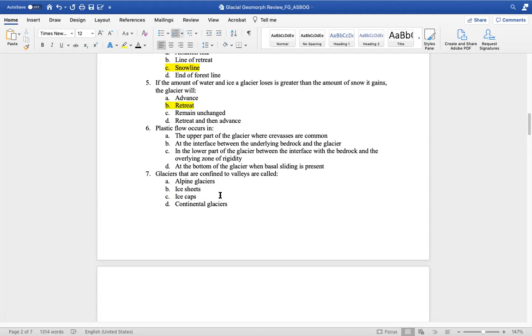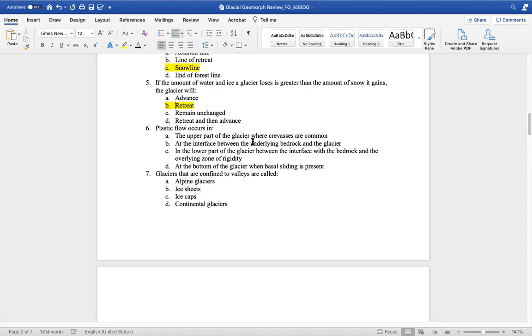Highlight. Thank you. Plastic flow occurs in the upper part of the glacier, where crevasses are common, at the interface between the underlying bedrock and the glacier, in the lower part of the glacier between the interface with the bedrock and the overlying zone of rigidity, at the bottom of the glacier when basal sliding is present. Okay. So what is this question really asking? This question is asking specifically what part of the glacier do we see plastic flow?